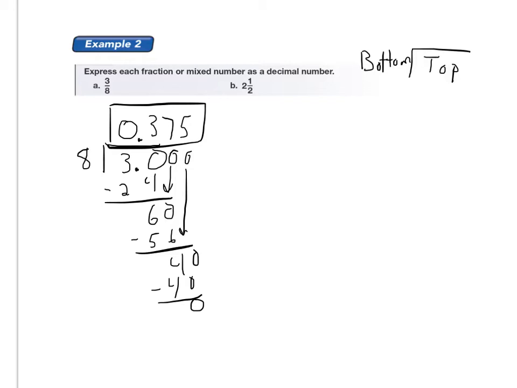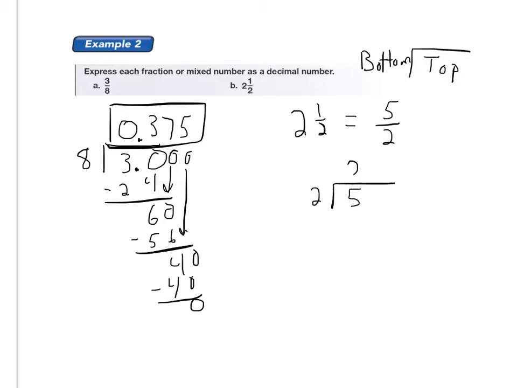Okay, well now, the next one, 2 and 1/2. The first thing I have to do before I can divide this is write it as a fraction. It's currently a mixed number. Okay, so I have to write it as a fraction. Well, I know that 2 times 2 is 4, plus 1 is 5, so 2 and 1/2 is equal to 5 halves. So now I can go ahead and divide it.